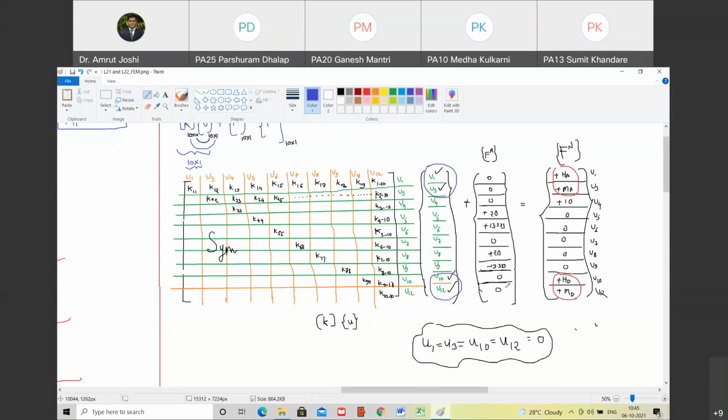Yes, sir. Now in displacement, the displacements that are unknown, those are u4 to u9. Corresponding to that, the forces are known quantities, they are not unknowns. Happy?